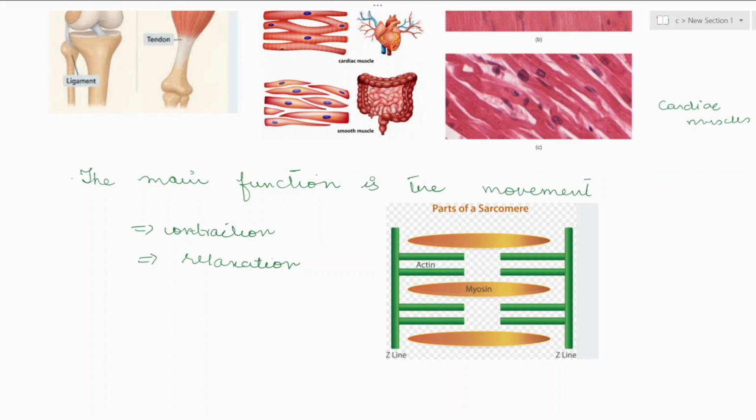Myosin and actin are two types of proteins. Muscles are made up of proteins, right? So muscles are made up of two different proteins, the actin and myosin. There is contraction and relaxation which moves the muscle, and this whole thing is called sarcomere. Basically, these proteins contract or relax, and that causes the movement.